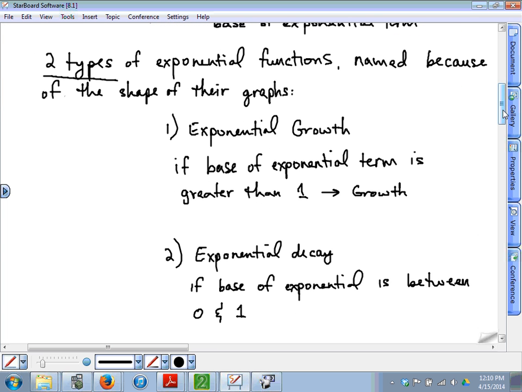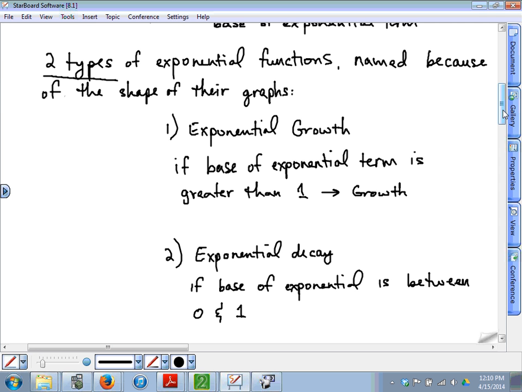Anyway, the next one's called exponential decay. The way that you tell if a function is going to be decay: there's no negatives in this. Well, the coefficient can be negative, but the base can't. Yeah, that's actually a really good point. The base can't be negative. The number in front of the base can be negative, but the base itself can't be negative.